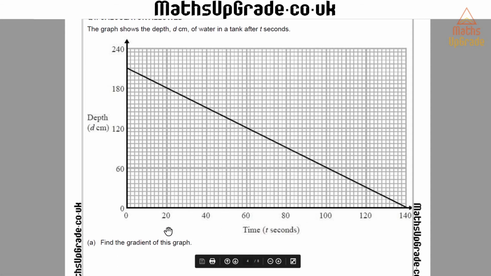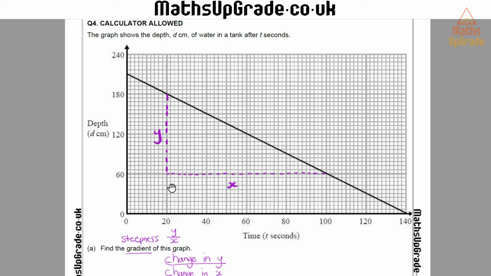And the gradient is the rate of change in the y-axis divided by the x-axis. So draw a right angle triangle anywhere on the grid where the longest side of the right angle triangle, the hypotenuse, is the line that's represented on the graph. So I've drawn it like this.